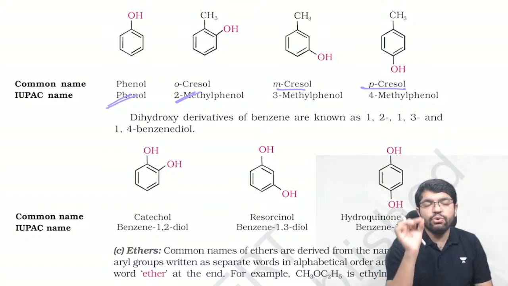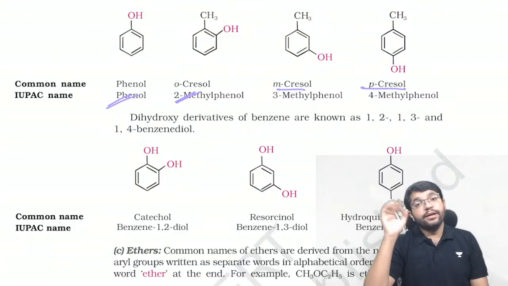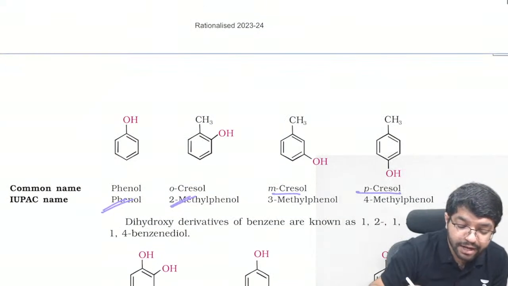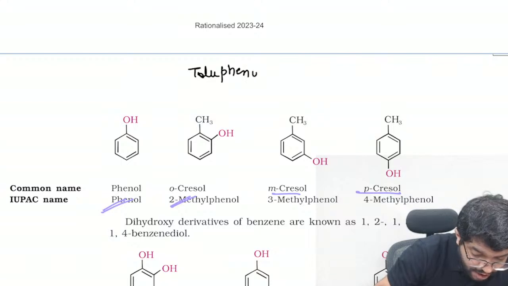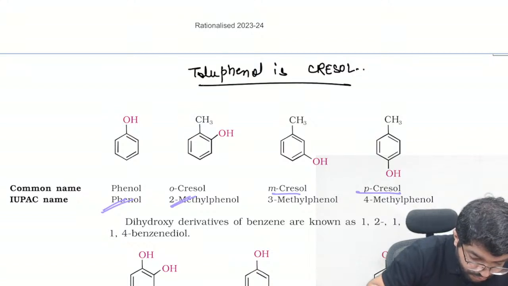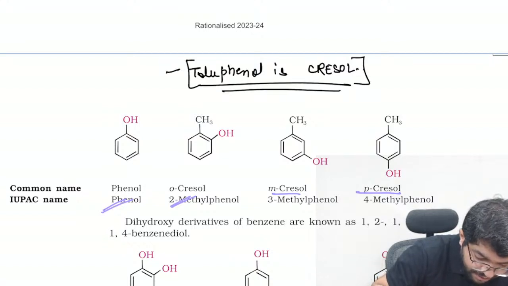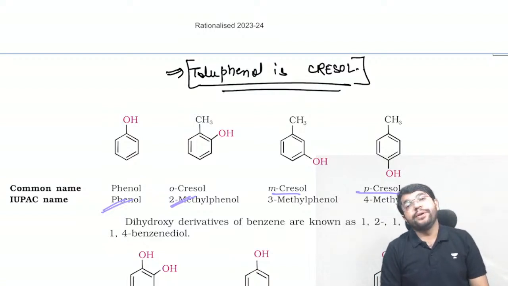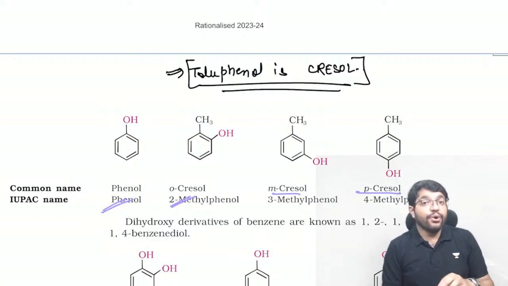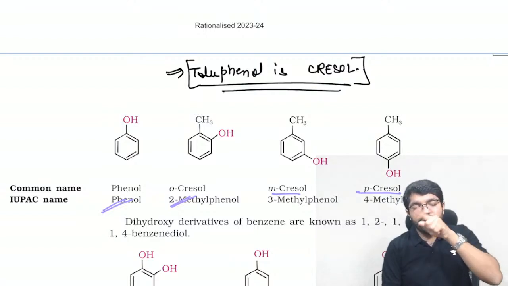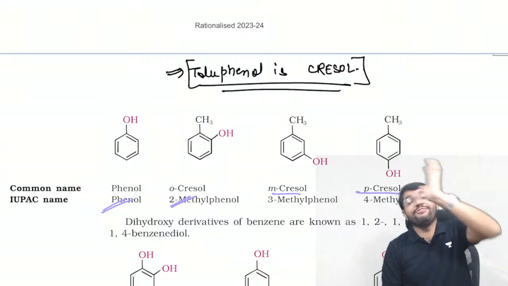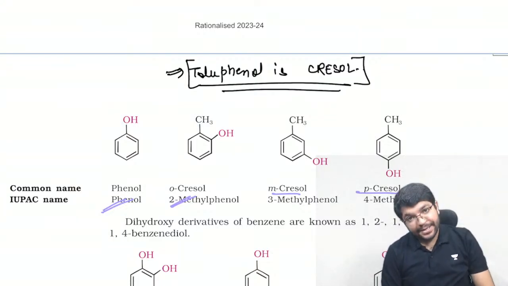So, toluphenol is cresol. How do we remember? The best way to remember is toluphenol is cresol. Toluphenols are going to be ortho, meta, para. Already I have told you in my first organic class: the adjacent position is ortho, the next position is meta, the farthest position is going to be my para.